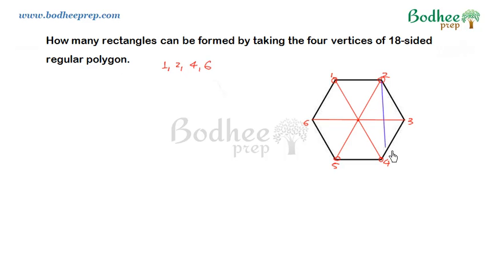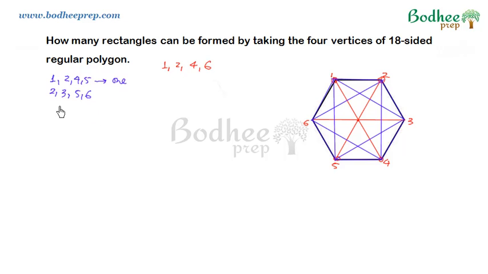Now if I join 2 with 4 and 1 with 5, we can see that 1 2 4 5 is one rectangle. The other rectangle which we can frame is by selecting 2 3 and 5 6. This will be the next rectangle. And the third and last rectangle is if I select 3 4, then 1 6 4 3 will give me the last rectangle for this hexagon. So the rectangles are 1 2 4 5, then 2 3 5 6, and 3 4 6 1. These are the 3 rectangles which we can form.